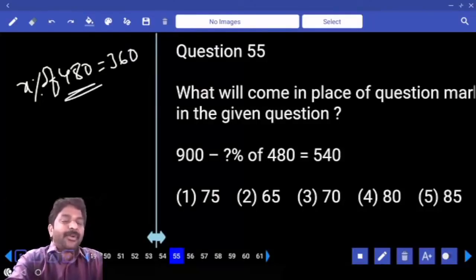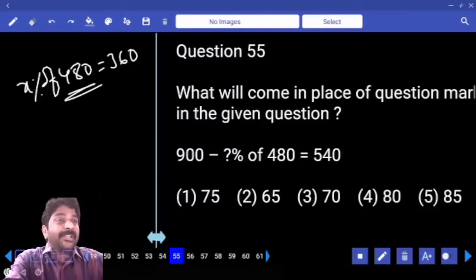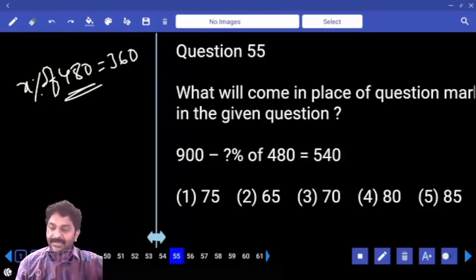What is half of 480? Again half. 240 plus 120. Half plus half in the sense what percentage? 75%. Clear?